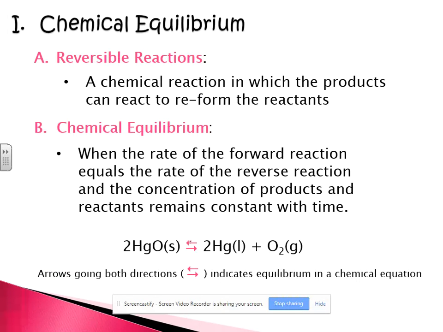When we represent a chemical equilibrium, we use arrows going in opposite directions, as you see here. This indicates that the reaction is at chemical equilibrium. You want to refrain from using this symbol, which, if you remember from the bonding chapter, indicates resonance. So please do not use the resonance symbol. That is not acceptable when representing chemical equilibrium.